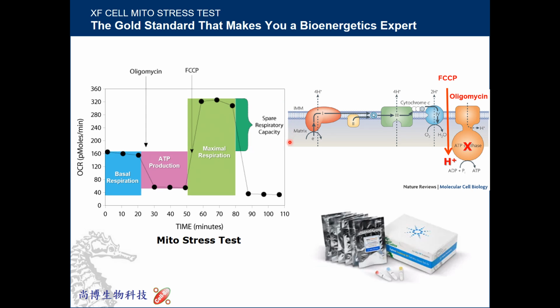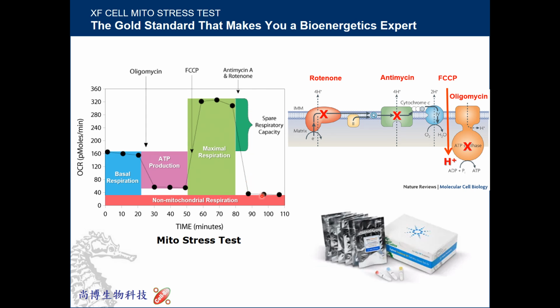It means how much space or ability you have to face a change, a challenge or the environment. So SRC is a very important parameter to see how good your mitochondria are. And in the last step, we inject rotenone, a complex 1 inhibitor, and antimycin A, an inhibitor of complex 3. It will shut down mitochondria function completely.